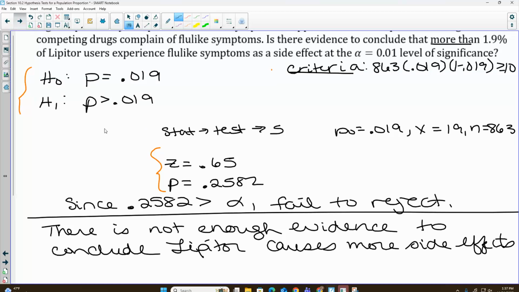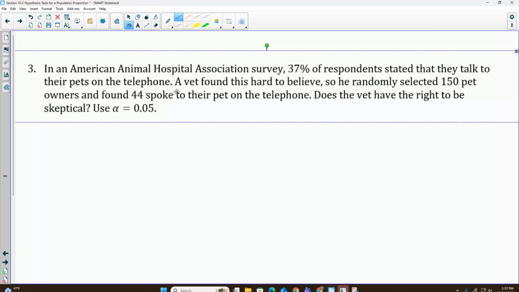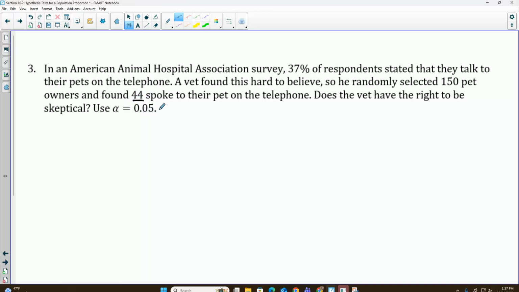Let's look at number 3. I did change one number after I printed yours. That in yours it says 54, change it to 44. In an American Animal Hospital Association survey, 37% of respondents stated that they talked to their pets on the telephone. A vet found this hard to believe, so he randomly selected 150 pet owners and found 44 spoke to their pet on the telephone. Does the vet have a right to be skeptical? Use alpha equals 0.05. So what's my null hypothesis?